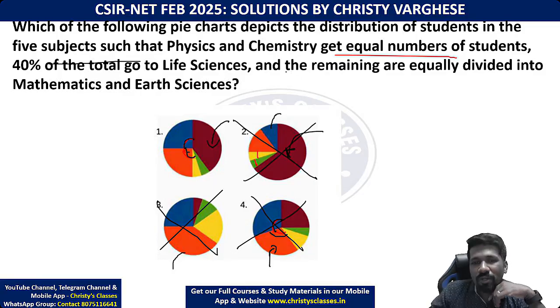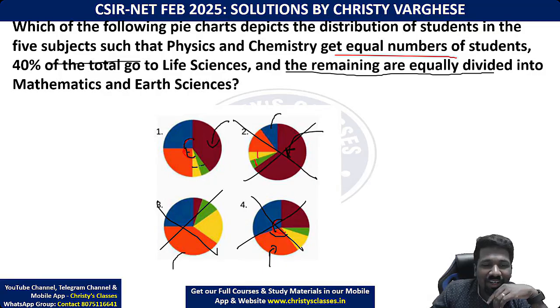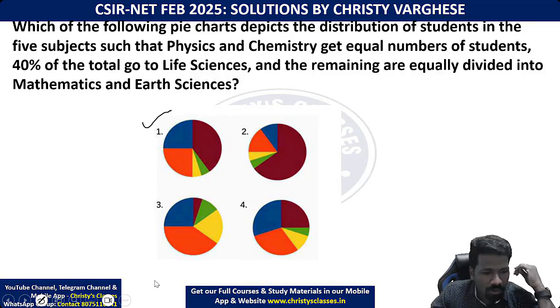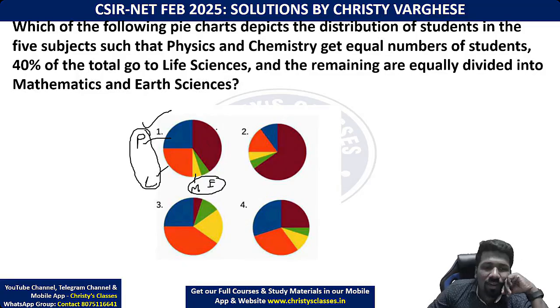Or if you want more confirmation, the remaining are equally divided into maths and earth science. Yeah, remaining are equally divided. These two sectors are also looking equal now. So that is also satisfied. For more clarity, the first option is the answer, because look at this. Physics and chemistry, maths and earth science can be interchanged also, because it is not particularly mentioned. For example, if I consider this as physics, this as chemistry, this as maths and this as earth science, or this group and this group, if you want, you can exchange also, that won't make any difference. And this will be life sciences.